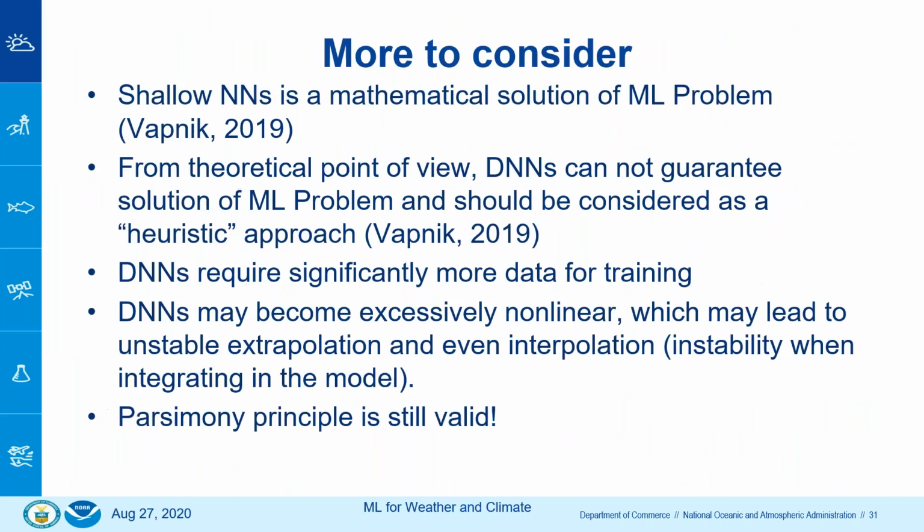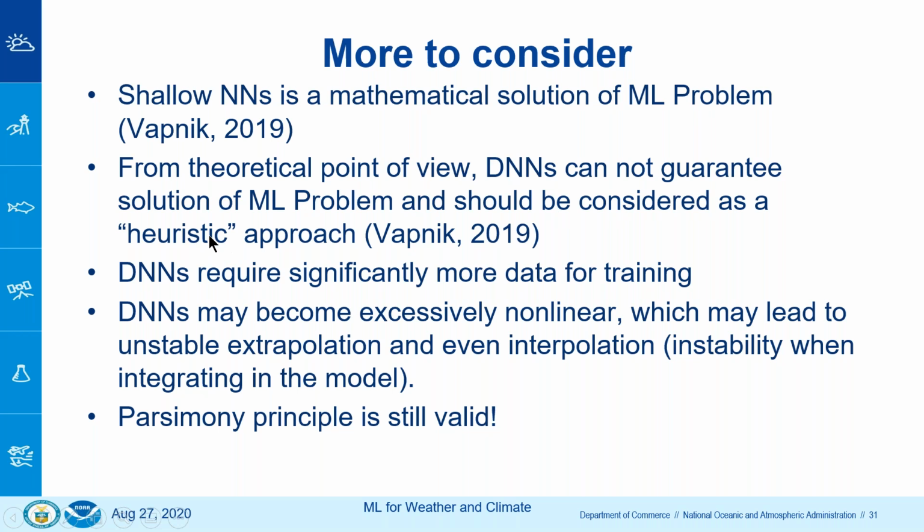If you give me your email, I can give you a reference to this work, Vapnik's work, published recently, last year. What he showed is that the generic mathematical solution for a machine learning problem is a shallow neural network. And a deep neural network, from a mathematical point of view, cannot guarantee a solution of the machine learning problem, or at least an optimal solution. This is why he says it should be considered a heuristic approach.